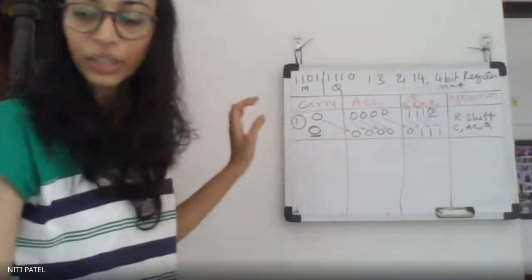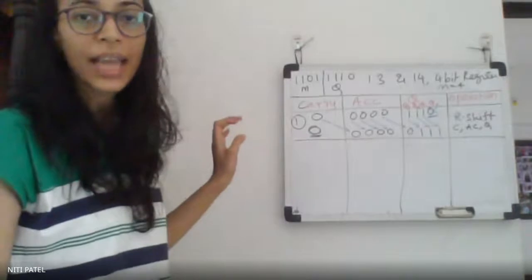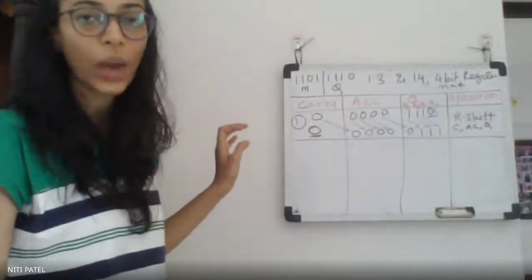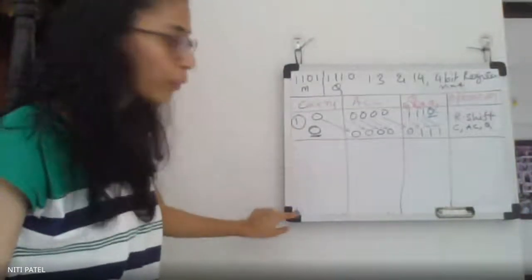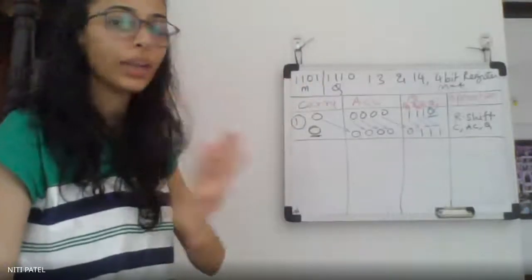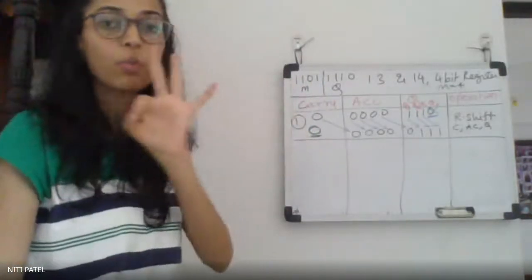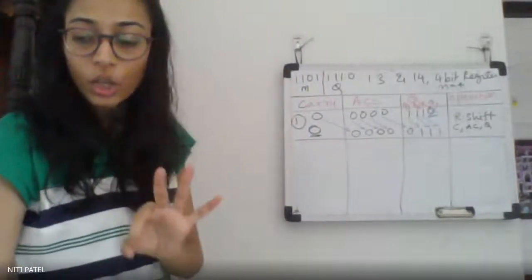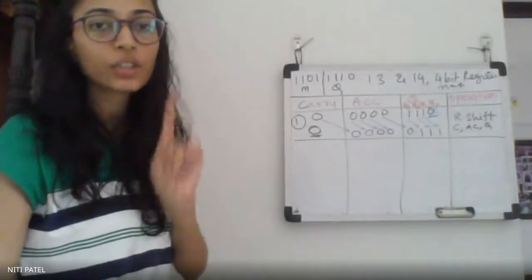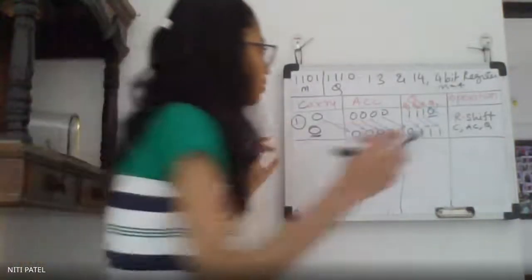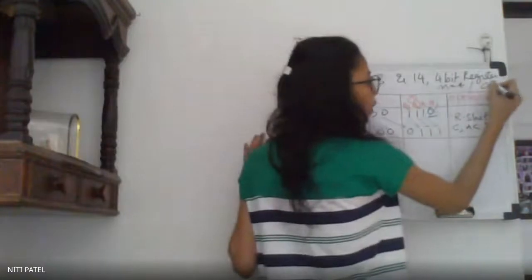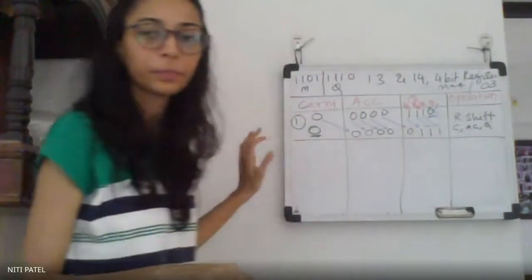Why? Because after right shift, what I have to do is cycle equals cycle minus 1. So how many more cycles do I have to do? 4 minus 1. 1 is completed. So I have to do 3 more cycles. So what it is telling is, if cycle is not equal to 0. What is my cycle right now? Cycle is equal to 3. Is it equal to 0?